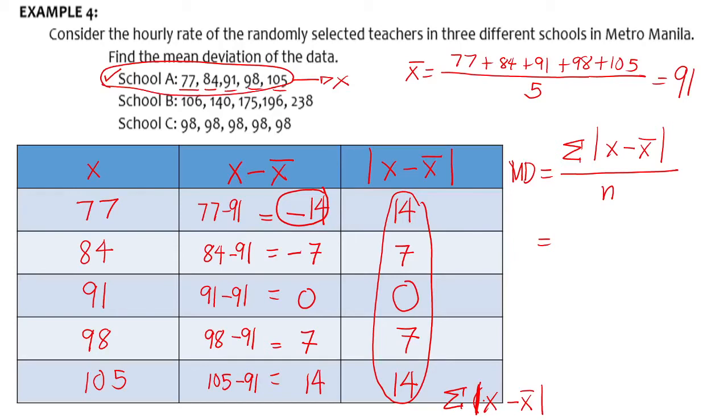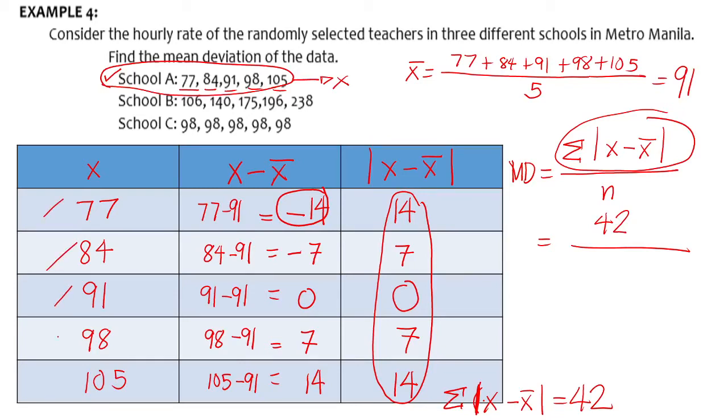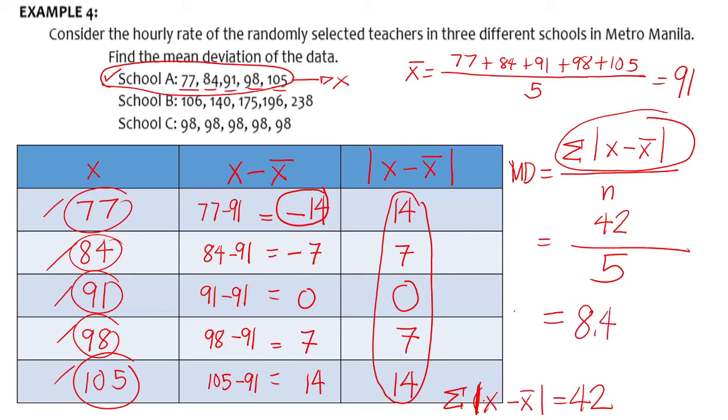Okay, there you go. We have this is equal to 42. Therefore, this one here is 42. What is n equal to? 5. We have 1, 2, 3, 4, 5 set of scores there. Now, what is 42 divided by 5? 8.4. This is now our mean deviation. Is our first example clear?